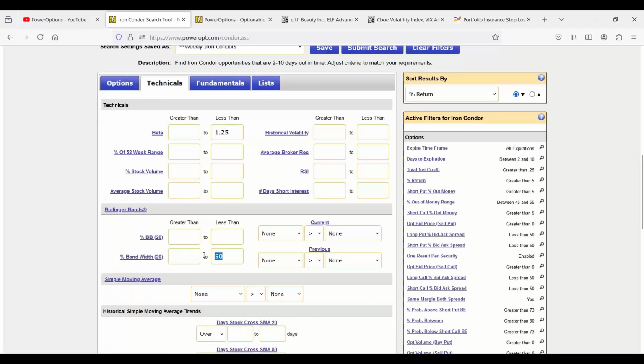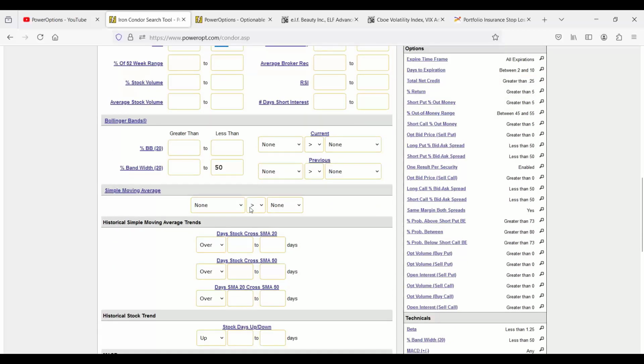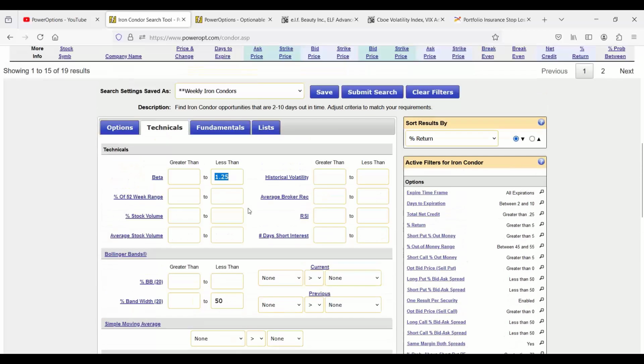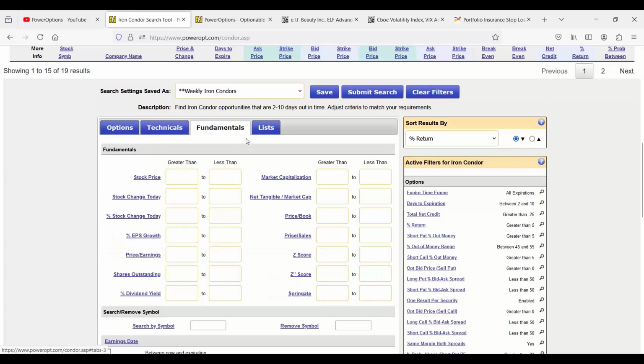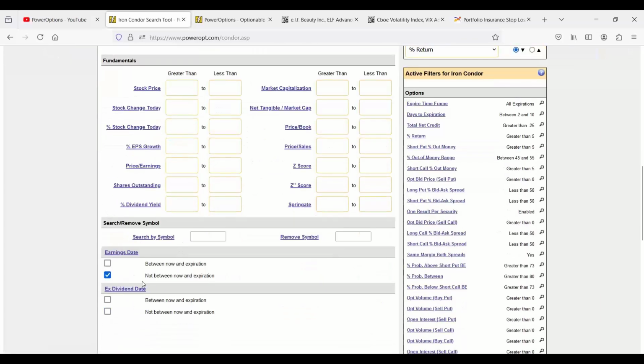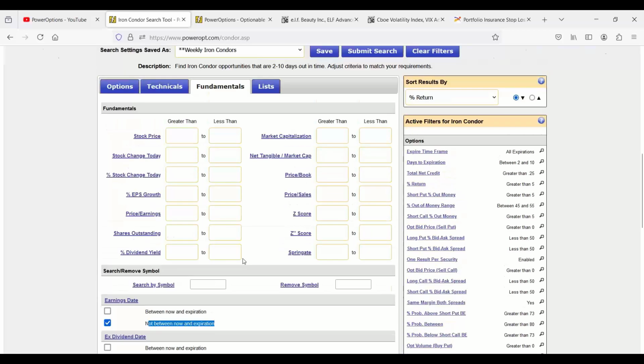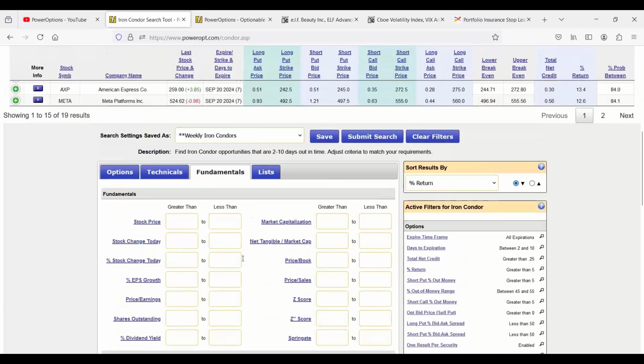we want less moving stocks, looking for a Bollinger Band bandwidth of less than 50%. We want lower beta stocks. Don't really want a stock that's trending necessarily up or down. It's a neutral position. We're doing an Iron Condor trade here. But you can customize that any way you want. Of course, as I mentioned, always avoiding earnings between now and expiration. Don't want any surprises.